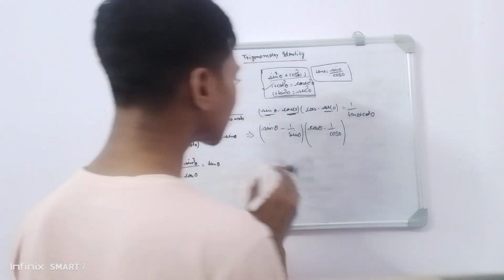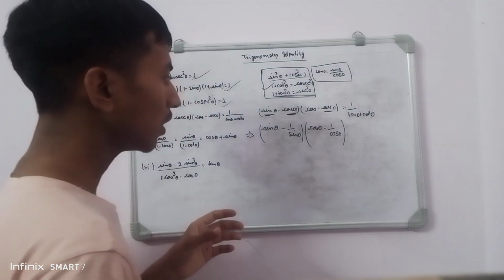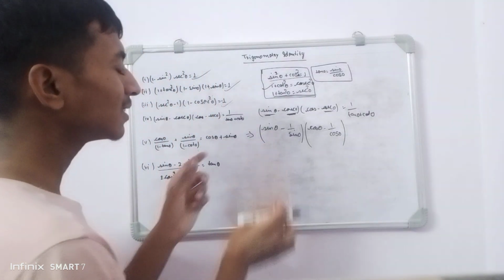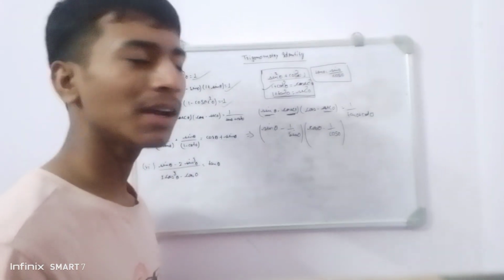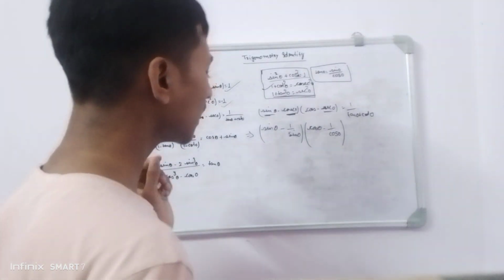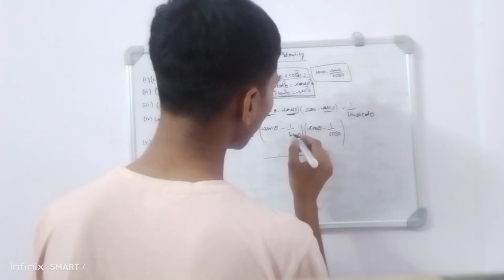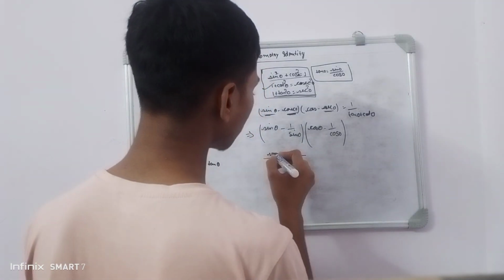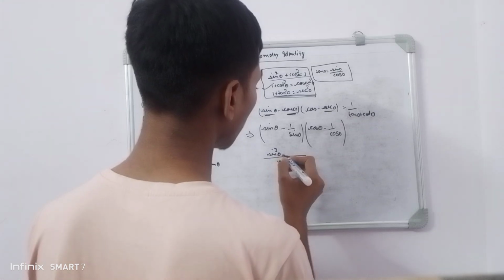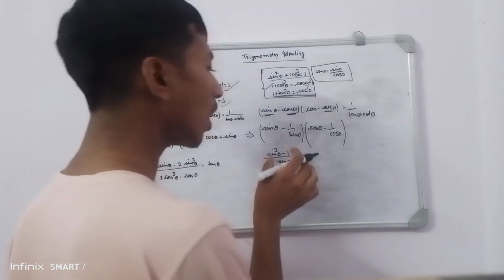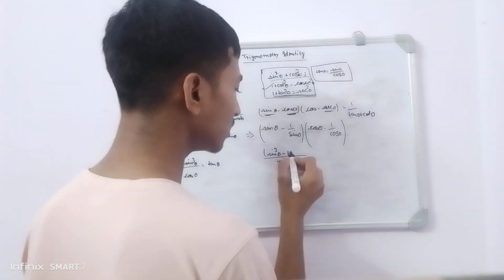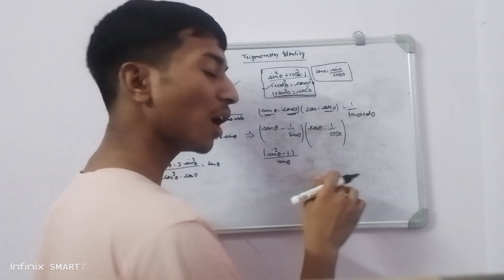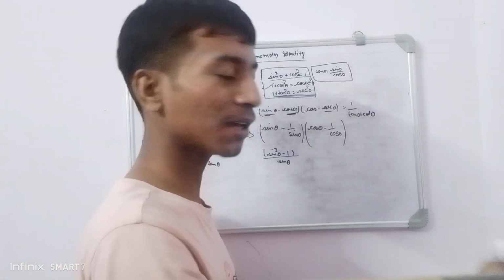Now what are you thinking to do? When you are able to see this is something like a fraction, you have to take the LCM. The same thing you have to do here also. Taking the LCM, what is the LCM? The LCM will be sine of theta, and here it becomes sine square of theta minus 1. I think you know how to take the LCM because this is a very basic thing which you studied in class 3, 4, 5, 6.